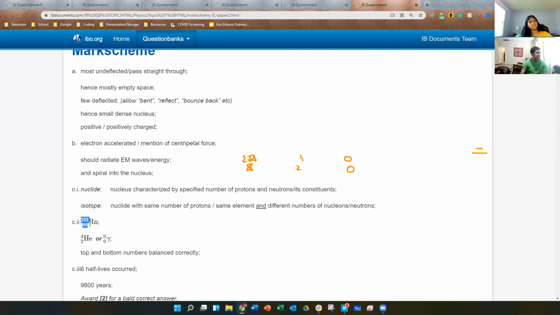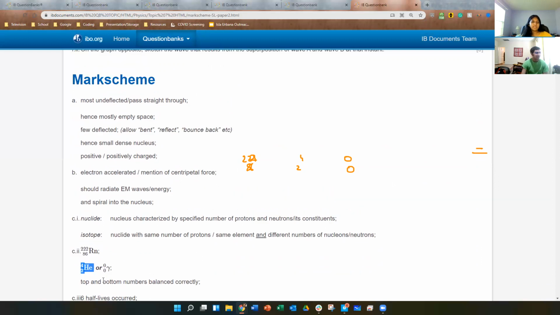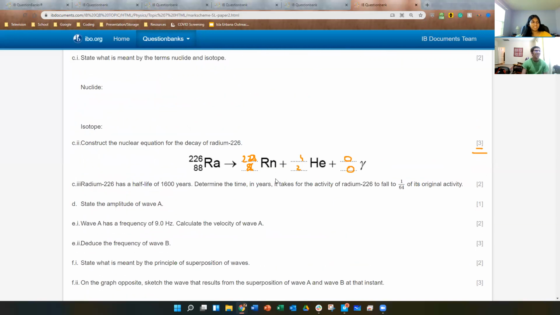Okay, so you get 1 point for 222, 86, and then you get 1 point for doing either 2, 4 or helium. That's very weird. I don't know why they would do that, but okay. So I guess the moral of the story is you should put it down either way. But it says that top and bottom numbers balance correctly, so you can't get full points unless you do that. That's weird. Okay, so essentially even if you didn't put the gamma, you could have still gotten full credit. Yeah. But just to be safe, you should fill in the blanks wherever you can.